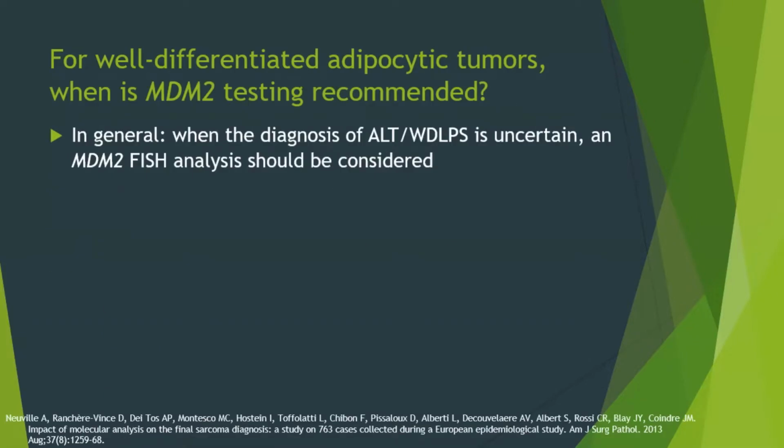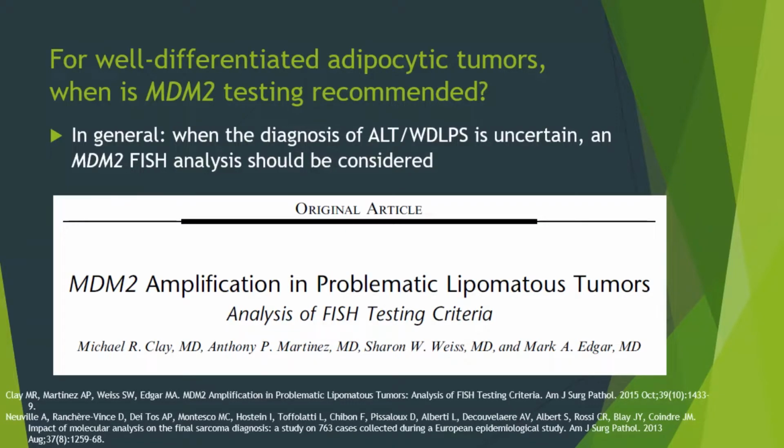So for well-differentiated adipocytic tumors, when is MDM2 testing recommended? In general, you do it when the diagnosis of atypical lipomatous tumor well-differentiated liposarcoma is uncertain, or if it is in the differential diagnosis. Now, there is this interesting study in which they tested 301 borderline cases, meaning cases that are not clear-cut, and they separated them into categories to see which will benefit most from MDM2 FISH.